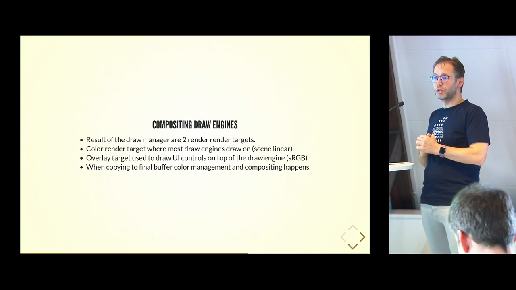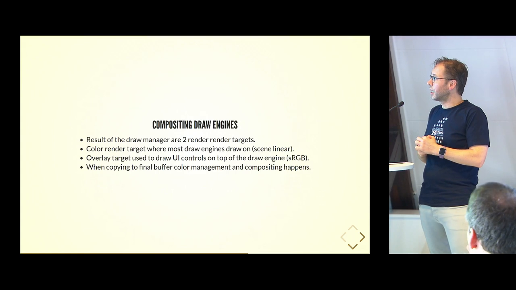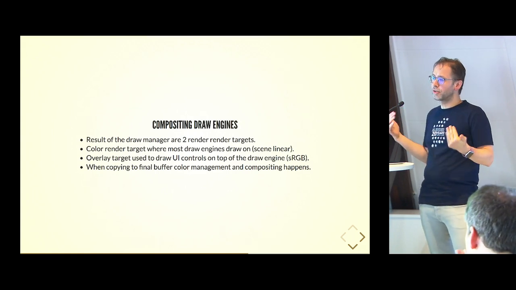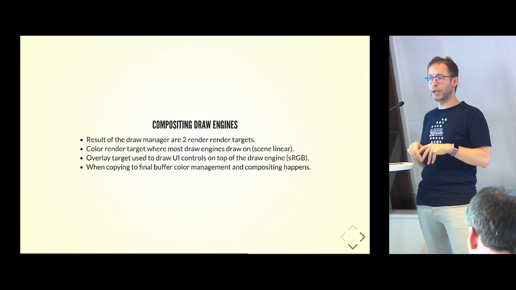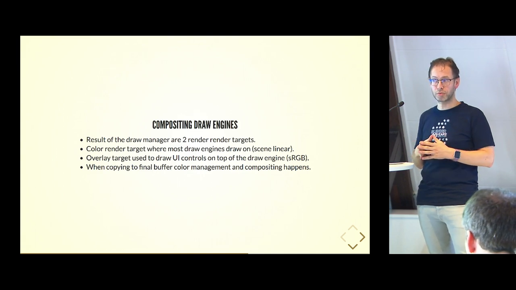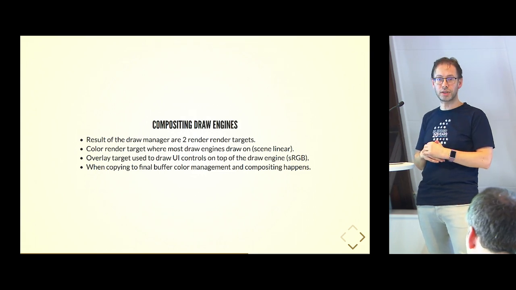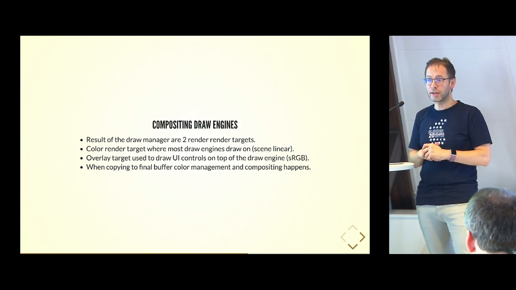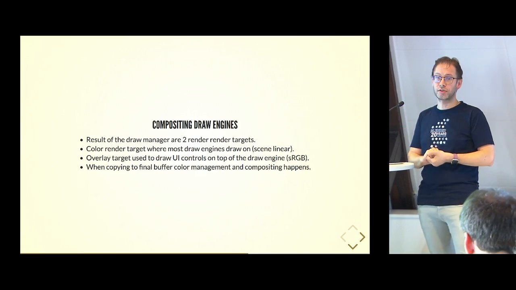But then you have multiple draw engines that work at the same time on the screen. And how do we do that? Basically we have two render targets that we can draw into. One is a linear buffer, which is used by all the actual draw engines, like EEVEE, like Workbench, like Grease Pencil. They all draw in scene linear space. And then the overlay will render in screen space, which is sRGB.